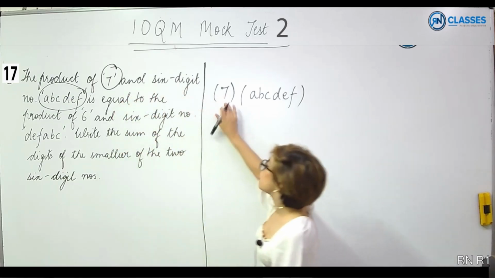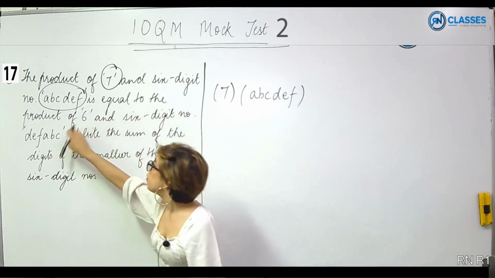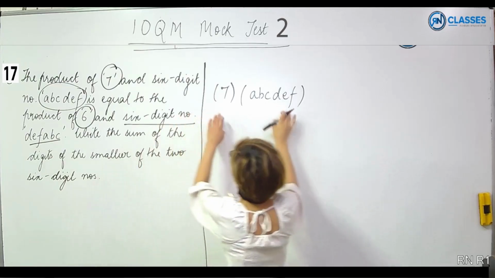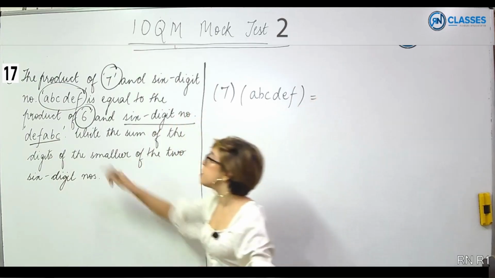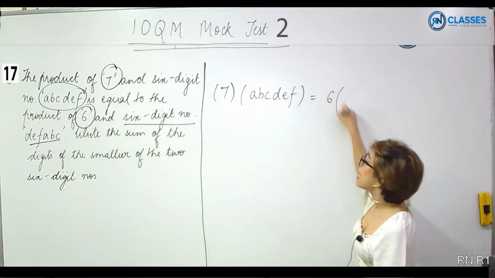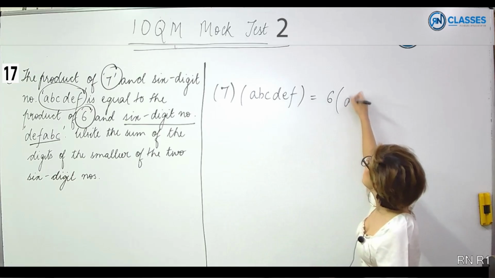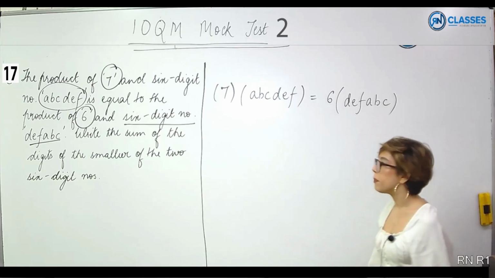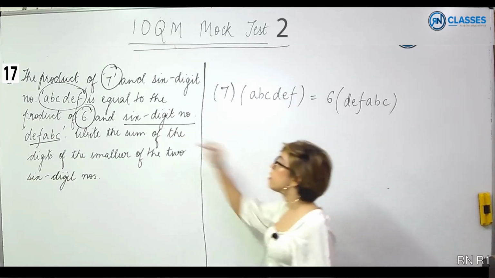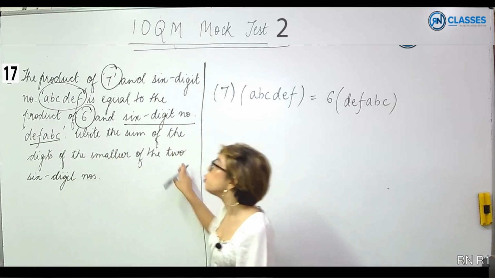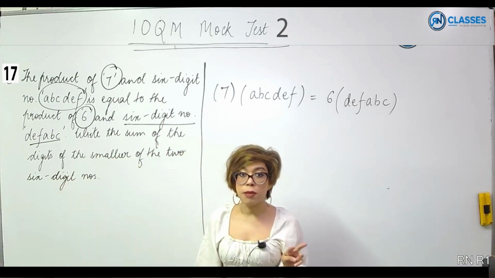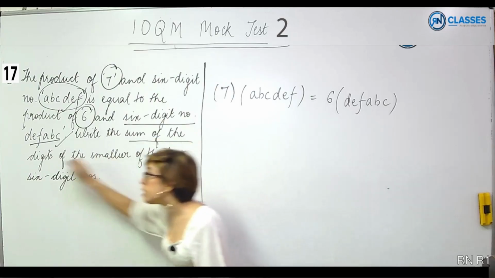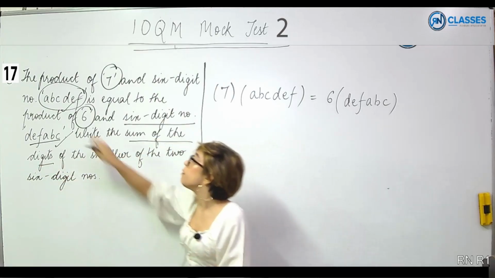Now he says this product is actually equal to the product of 6 and the 6-digit number D, E, F, A, B, C. So this product is again equal to the product of 2 quantities. First one is 6 into, now the second 6-digit number, that is D, E, F, A, B, C. You can see this is a 6-digit number. Now he says if this is the case, then write the sum of the digits of the smaller of the 2 6-digit numbers. Which 2 6-digit numbers is he talking about? First one is this and second one is this. He says you need to write the sum of the digits of the smaller of the 2. So you need to determine which is the smaller one.